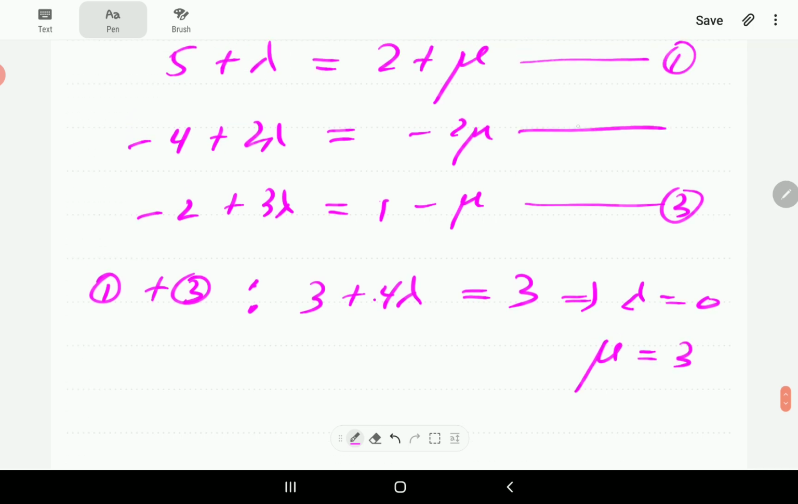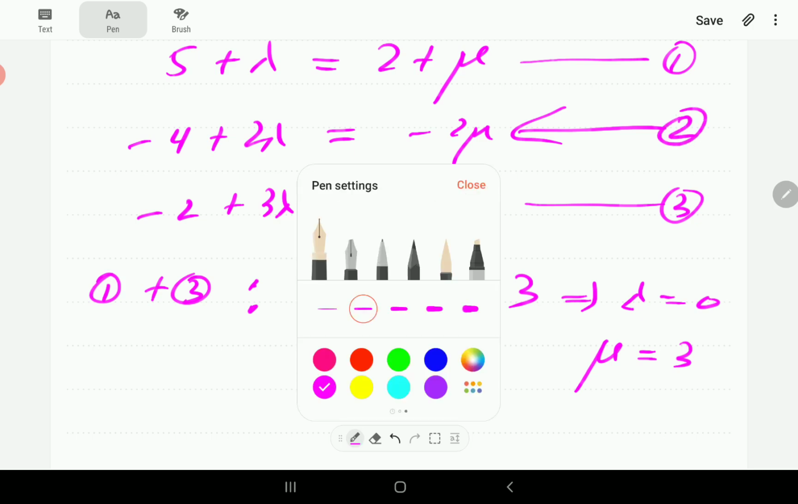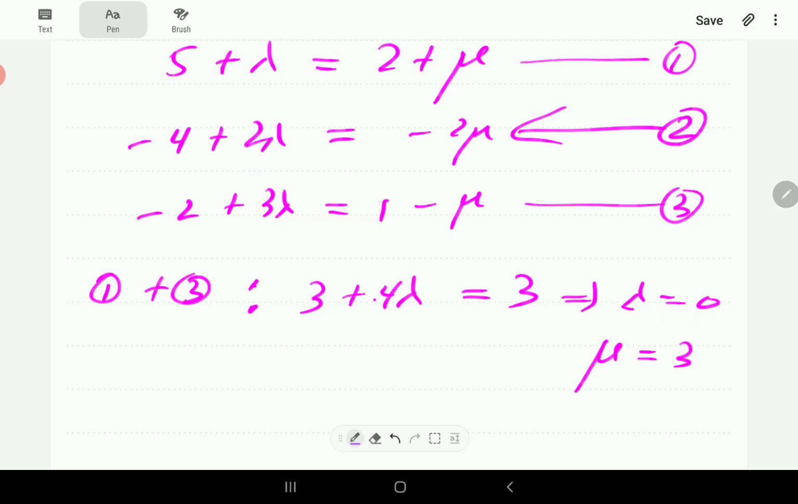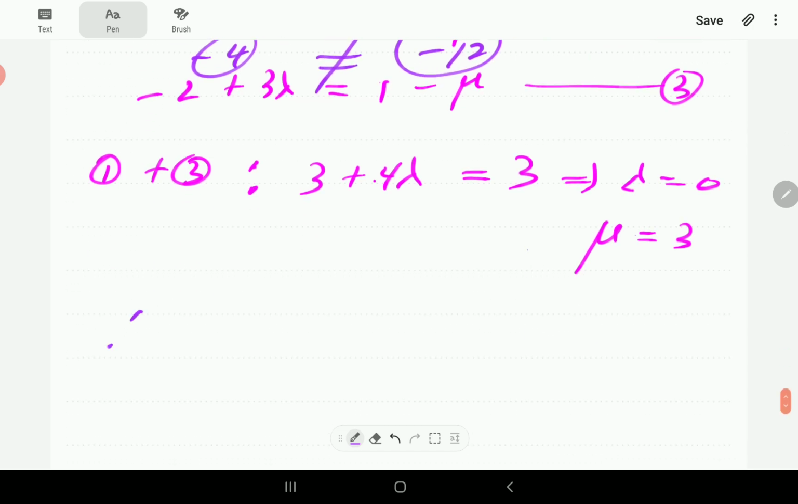Now let's see if that satisfies equation number 2. If we plug in lambda is 0 on the left hand side, we get negative 4. Plug in mu is 3 on the right hand side, we get -12. These are not equal, so we have got to conclude that L1 and L2, even though they are not parallel, don't intersect, so those two lines are skew.